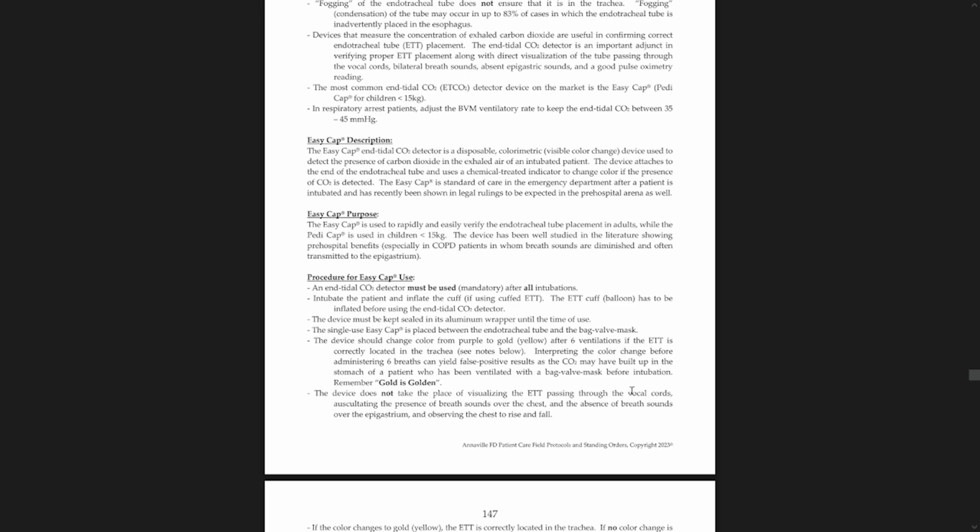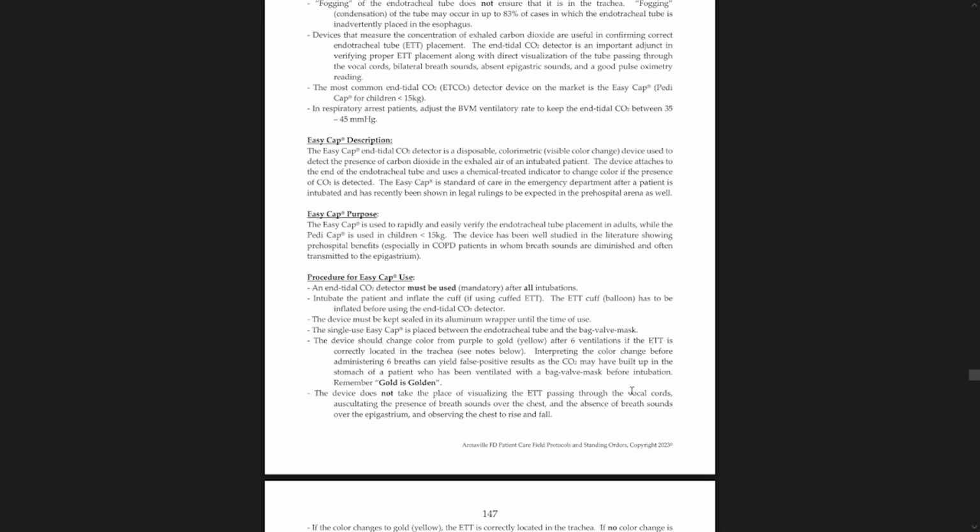The EasyCap description. The EasyCap ETCO2 detector is a disposable colorimetric device used to detect the presence of carbon dioxide in the exhaled air of an intubated patient. The device attaches to the end of the endotracheal tube and uses a chemical-treated indicator to change color if the presence of CO2 is detected.